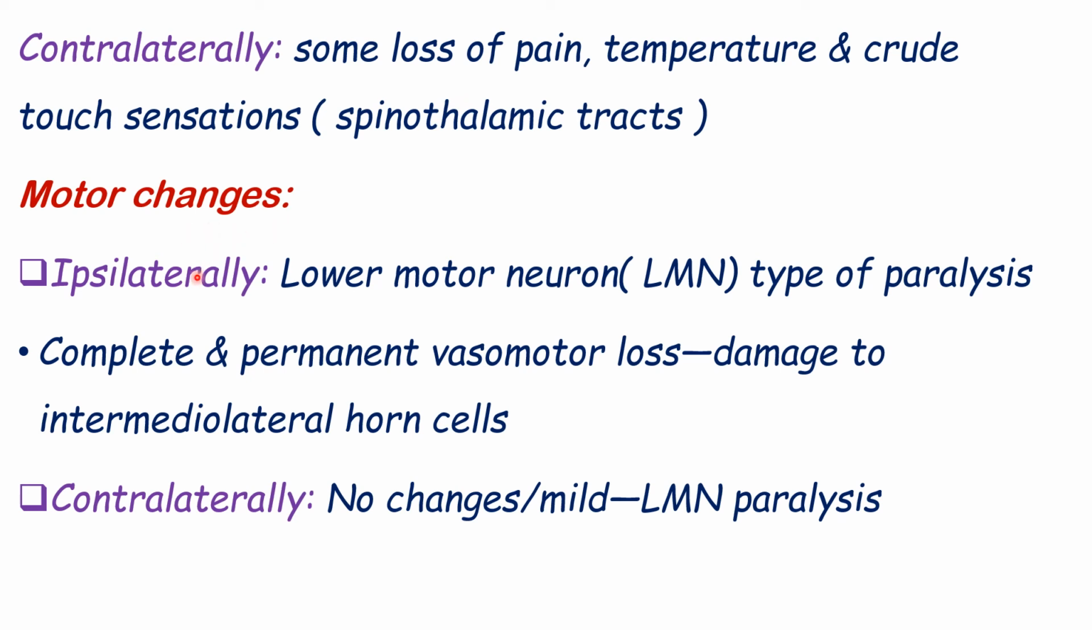Now the motor changes. On the ipsilateral side, that is the same side, we see lower motor neuron type of paralysis, that is the hypotonia, areflexia, and flaccid muscles. Another important feature is complete and permanent vasomotor loss due to damage to the intermediolateral horn cells, because their connection to the vasomotor center is lost. So what happens? The vasomotor tone is also lost. Contralaterally, there may be no change or mild change. If a mild change occurs, that too we can see as lower motor neuron type of paralysis.